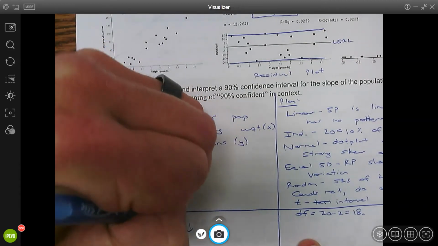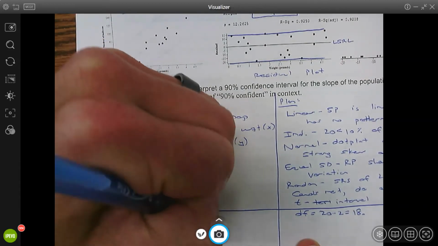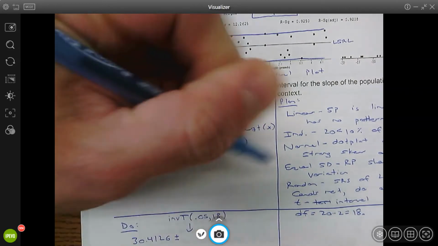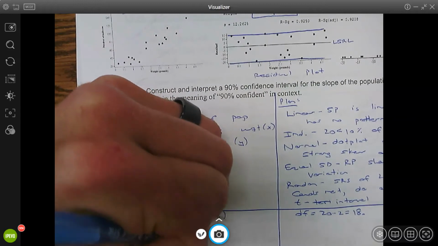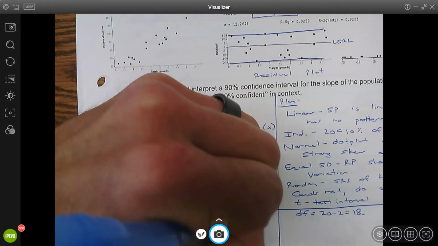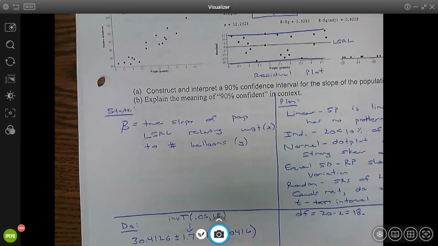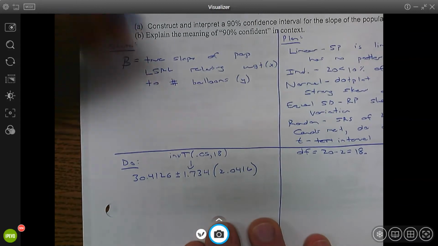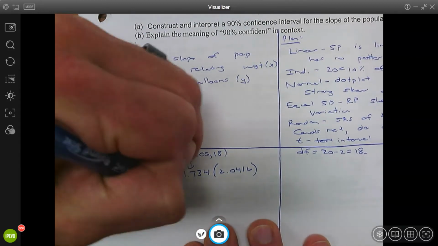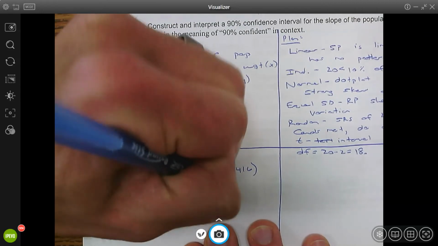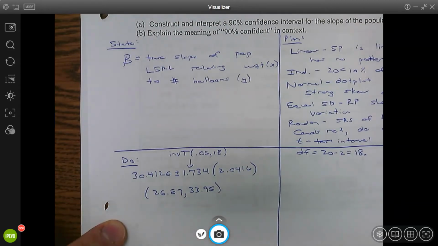Critical value, if I want 90% confidence, that leaves 5% in each tail, and 18 degrees of freedom. So that's going to result in 1.734 times the standard error of the slope, which I'm getting right from the table. Adding and subtracting the margin of error to our point estimate, we end up with 26.87 to 33.95.